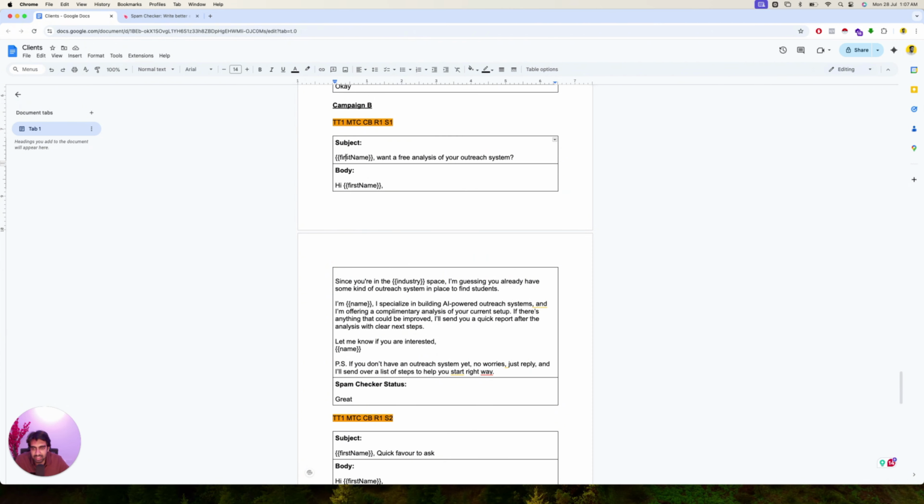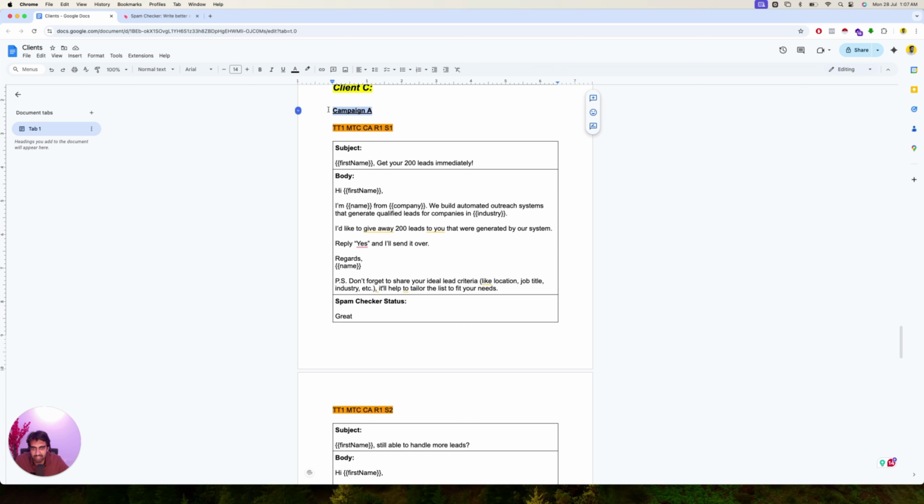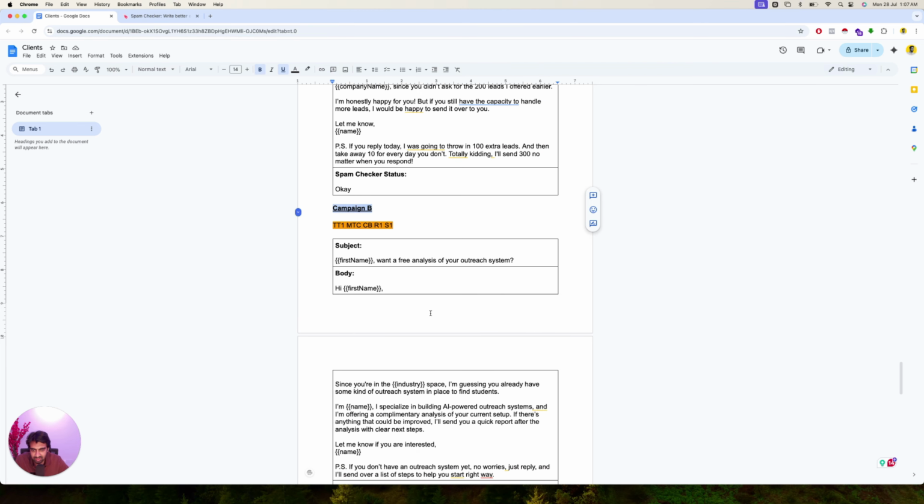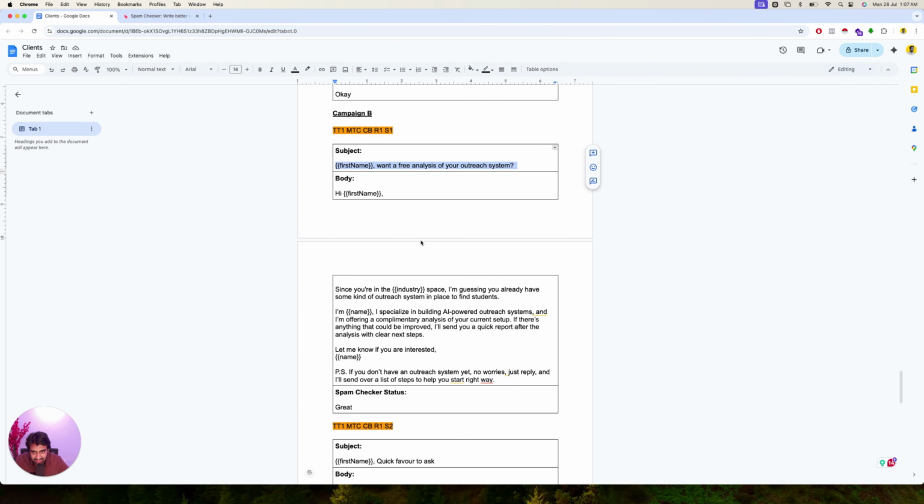Okay, now campaign B, we are totally using a different lead magnet. The lead magnet for campaign A was to send a lead list, and for campaign B it is to give a free analysis of an outreach system. If you have read Alex Hormozi's $100M Leads book, what this lead magnet does is reveal to them the problem which they don't know. By doing a free analysis for them, you can point out the problems that they have, which identifies what they can do better. That's the technique we are using here.